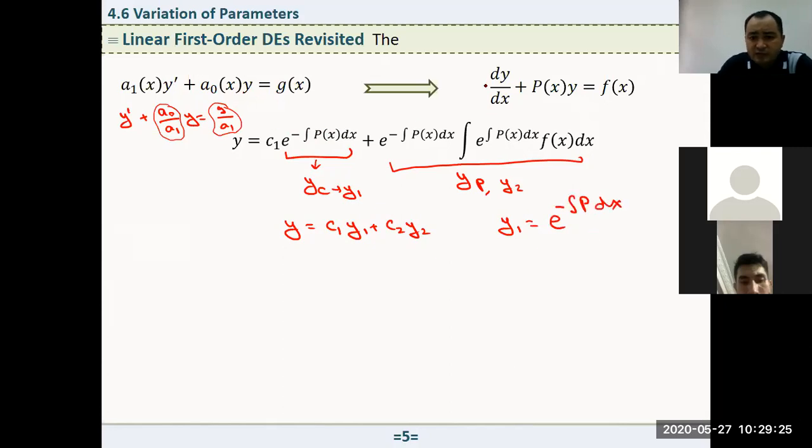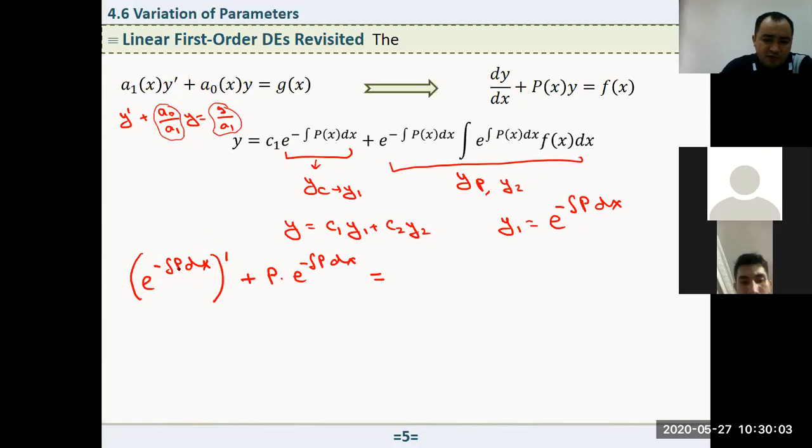into this equation, also a constant multiple of this one will be a solution. Here we have e to the power minus integral p dx, and here we have its derivative, so we have prime plus p of x times y1, and that is equal to e to the power minus integral p dx. If you differentiate this, it comes to the front, right?